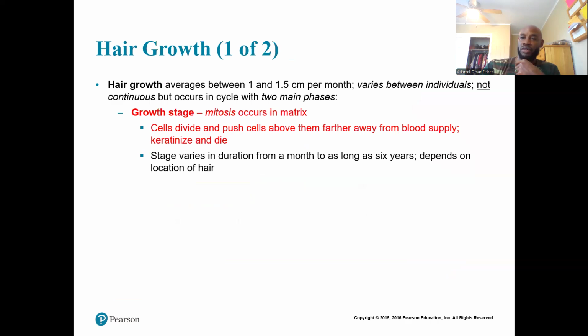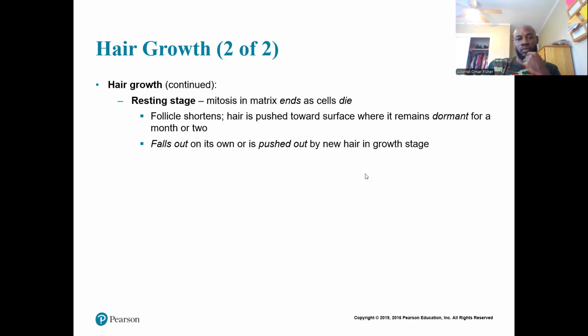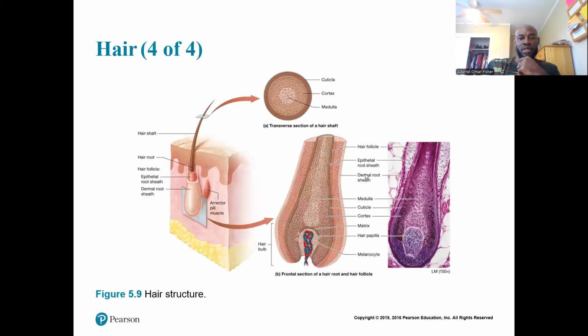Hair growth, generally, is 1 to 1.5 centimeters per month. Obviously, it can vary with different parts of the body. But as the cells divide, it pushes the cells further away, very similar to skin. As they get further away from the dermis, which has the blood supply, they get filled with keratin, then they die. All right, and that's your basic structure of hair, what you need to know about hair.